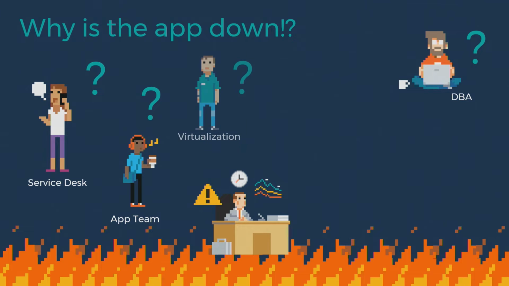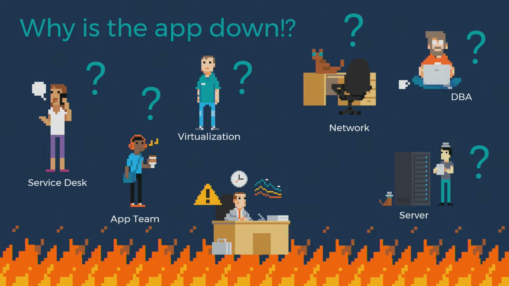The DBAs are always suspicious of the virtualization layer, so often it gets pinged off to the Hyper-V team, let's say. They might deny it, and it comes up to the server team. And of course, inevitably, it always ends up with the network guy that just denies everything. So really, it's very hard to locate issues.